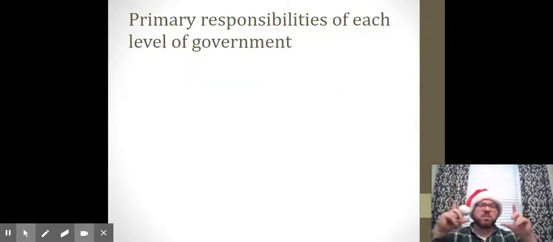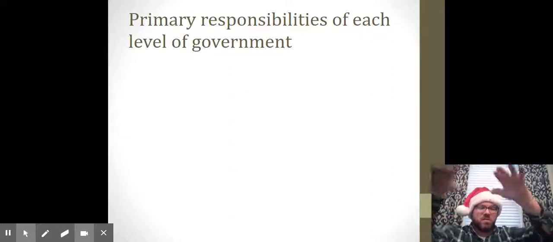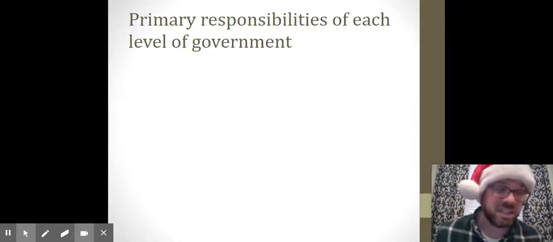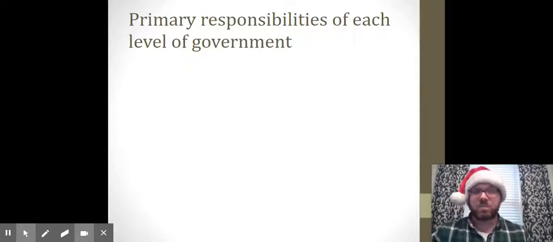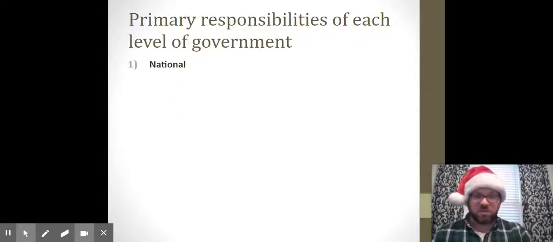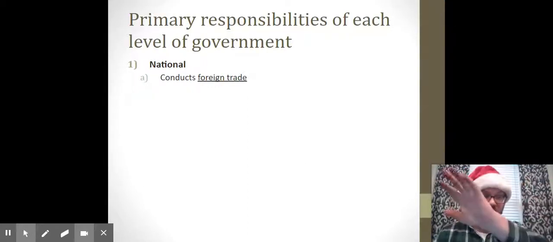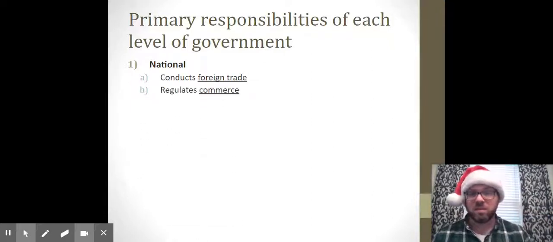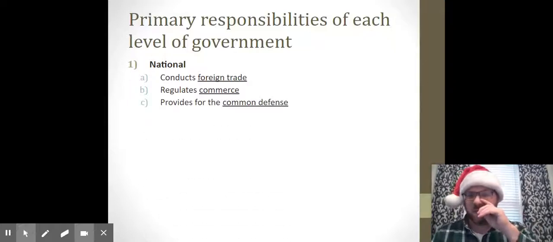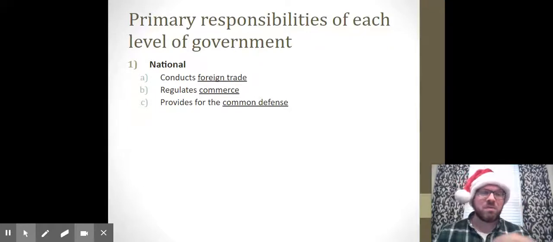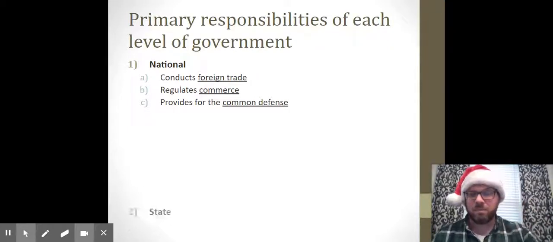All right, so let's look at some of the primary responsibilities of the federal government versus the state government before we actually get into the three branches of the state government. National government has the power to conduct foreign trade and also regulate trade between the 50 states. They can regulate commerce, that means regulate business, and provide for the common defense. That would be the military: the Army, the Marines, the Air Force, the Navy.